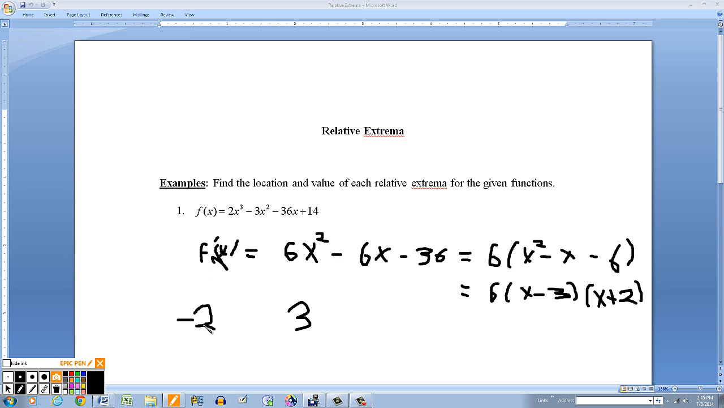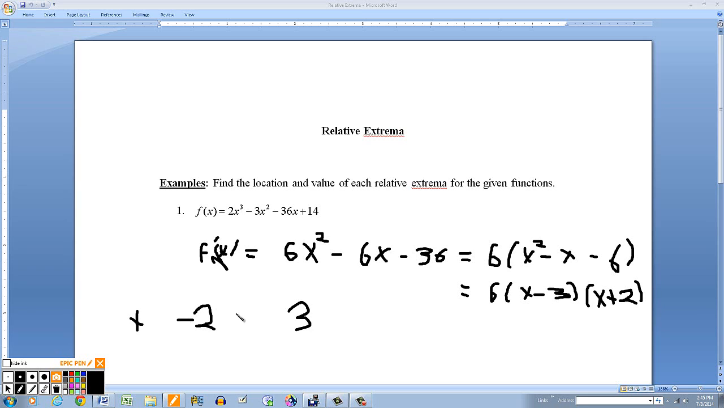In this case, I pick a number to the left of negative 2, let's say negative 3. So let's go back over here to this factored form. I put a negative 3 right there, that would be a negative 6. I put a negative 3 here, that would be a negative 1. Because I have a negative here and a negative here, that's positive, times 6 will be positive. So basically to the left of negative 2, the derivative is positive.